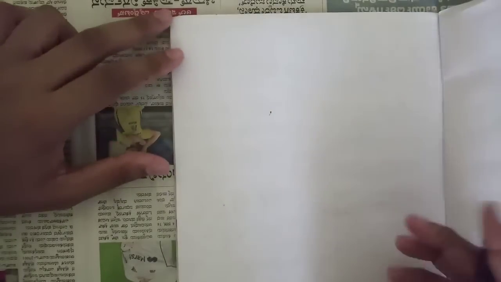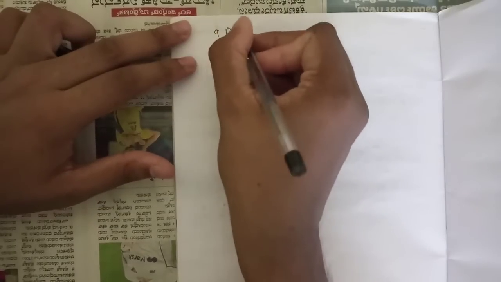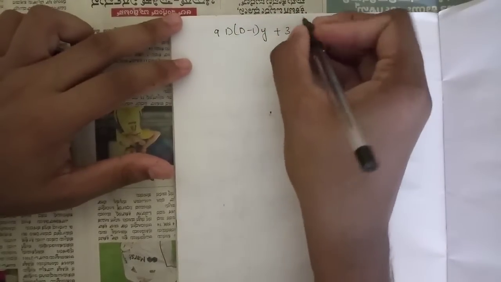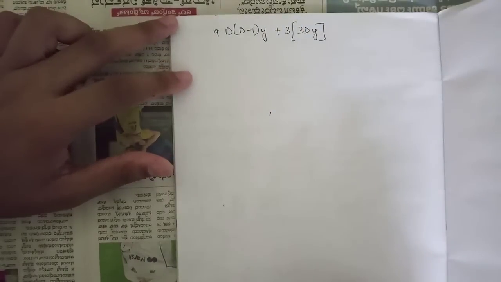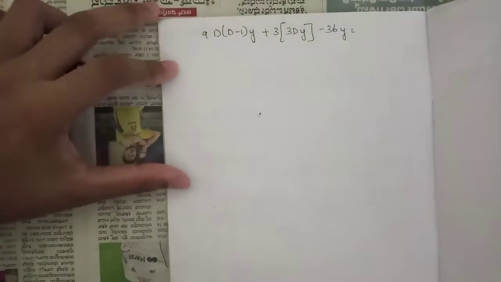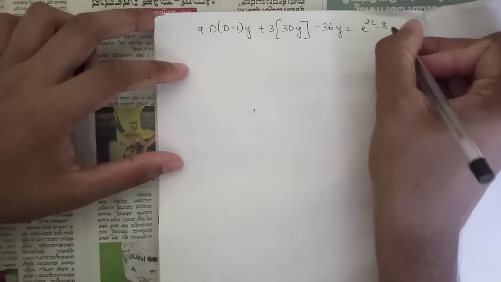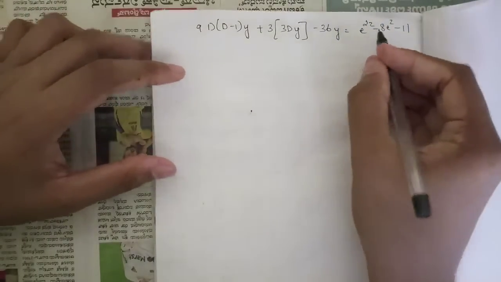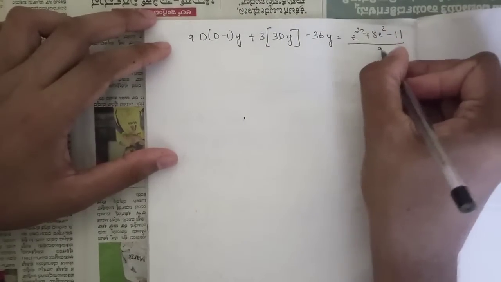Okay, so now we'll put the substituted values in the equation, that is 9D into D minus 1 y plus 3 into 3D y, right? We had a 3 in the question already. Yeah, minus 36y is equal to, we got it as e power 2z minus 8 e power z minus 11. So wait, I'll check whether it's minus or plus. Yeah, it's plus, right? By 9.